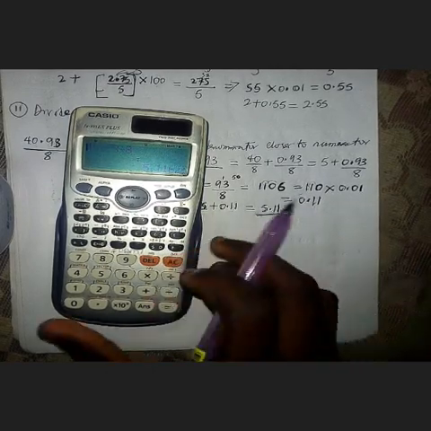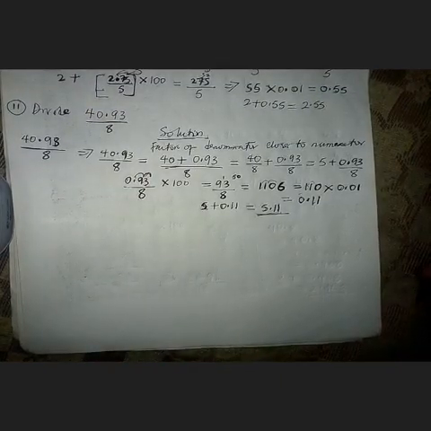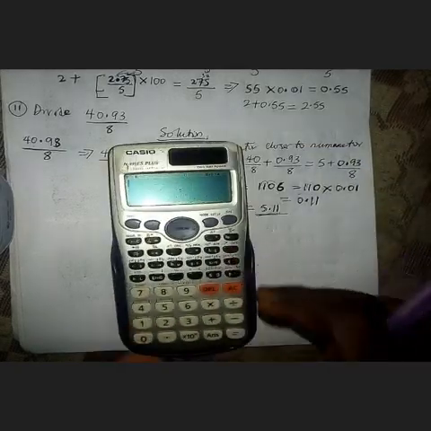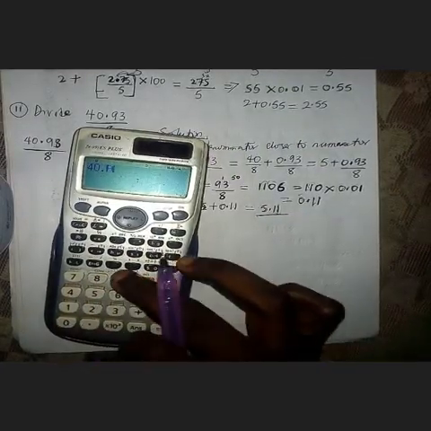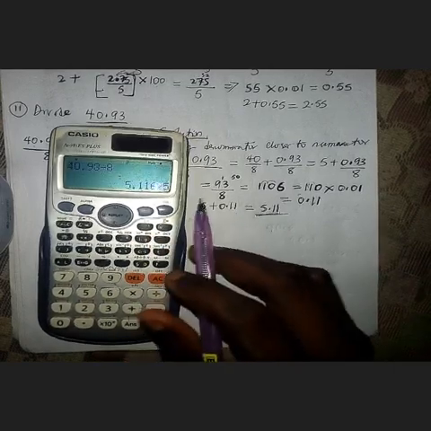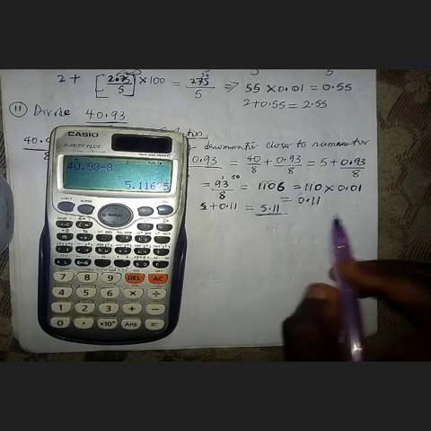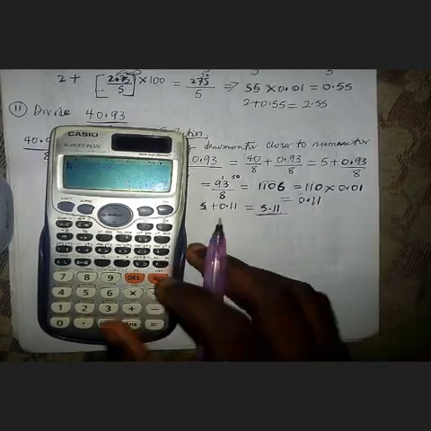40.93 divided by 8 once again. As you can see, there's a mistake I made there. That's why I approximated it to 2 decimal places.